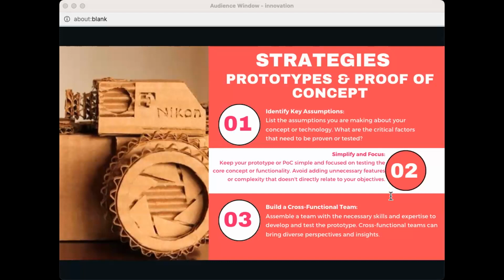Now, one of the key things that you need to do in your prototyping stage is you cannot build your prototype without a functioning team.